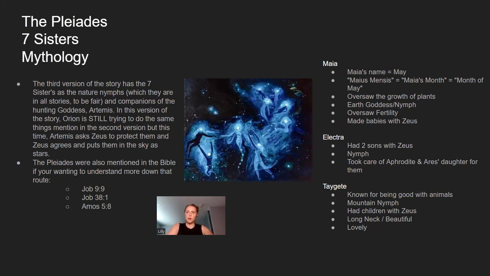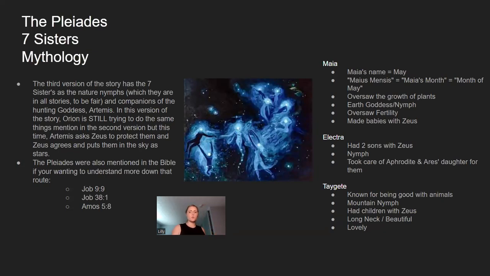Maya, mensis, Maya's month of May. Very interesting. Okay. So she oversaw the growth of plants. She was an earth goddess and nymph, oversaw fertility, and she made babies with Zeus. And so, you know what I mean? Like Zeus is like, I'll protect you to make babies with you. What the fuck? All right.